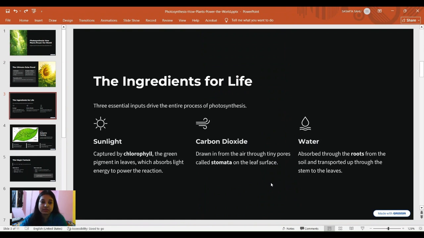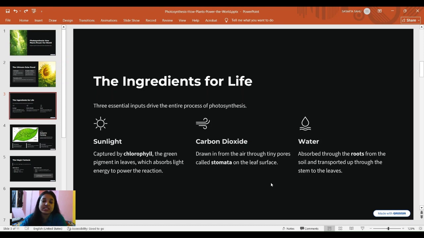The ingredients for life. Three essential inputs drive the entire process of photosynthesis. So what are the three essential inputs? That is sunlight, carbon dioxide, and water. What is the role of sunlight? We know that sunlight gives us the energy through which our food is digested. The same thing happens in plants also. They use the solar energy and they prepare their own food.